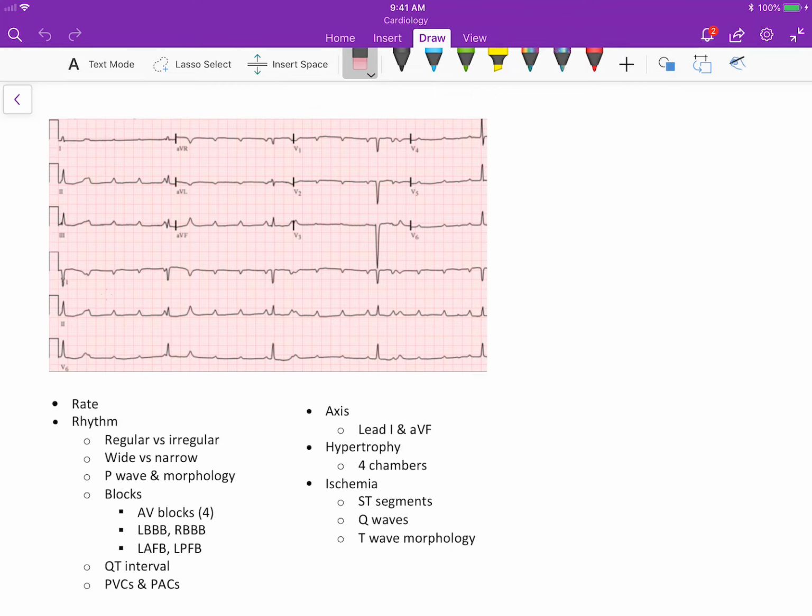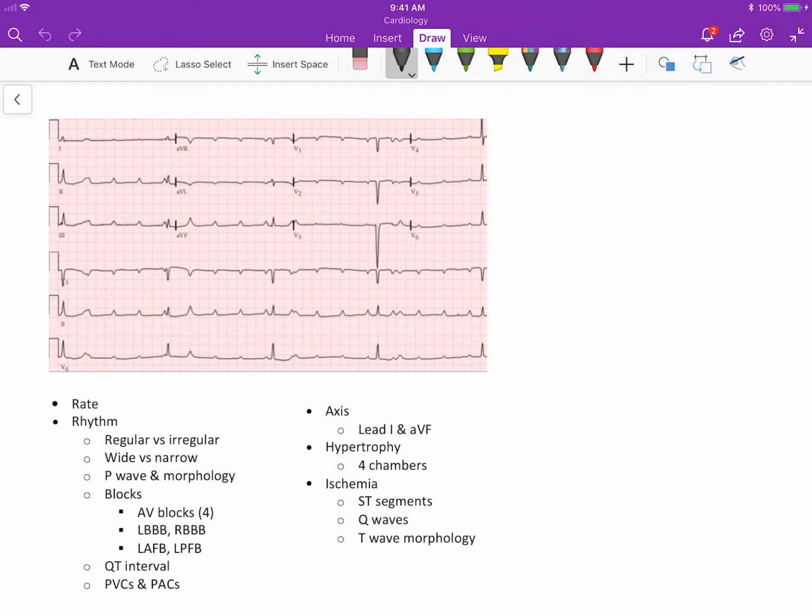Let's get started. So, this is our first practice EKG. We're going to go through it systematically. All right, starting with our rate quickly. Remember how to calculate rate. You can look at the number of boxes or simply count the QRS complexes.